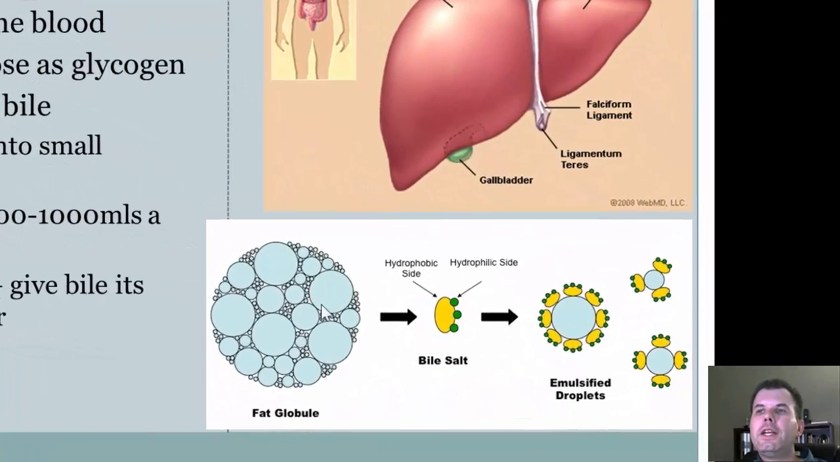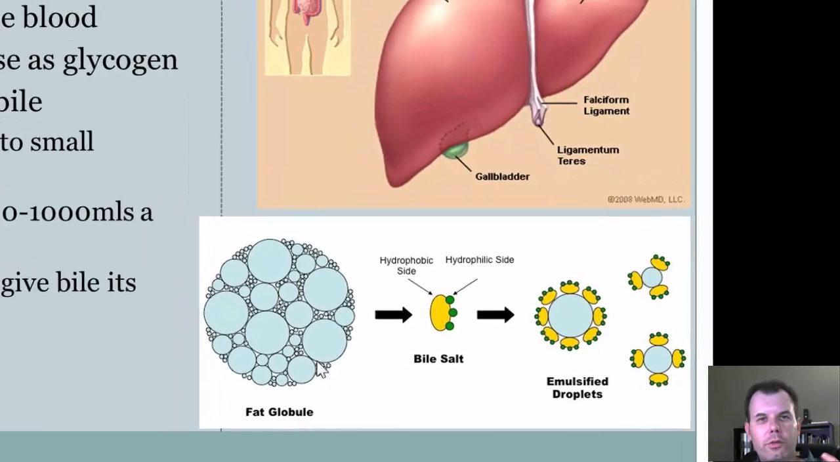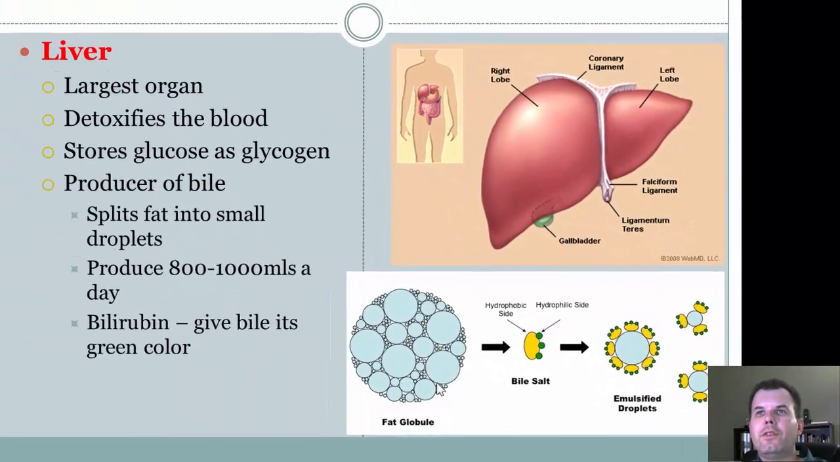Okay, and you can see here, this just shows you how bile works, and we saw this before in the lab this week. You guys are going to do this with the fat again. You take the fat globule, you add the bile salts, and you can see what it does is it breaks the fat down into smaller pieces, which allows it to mix with the water, and that's what bile does. It helps digestion by getting the fat into the water.